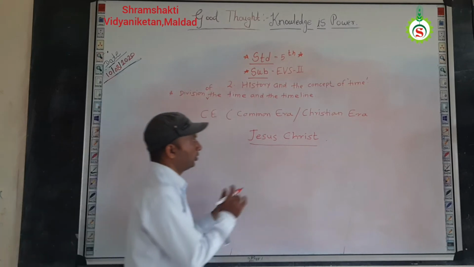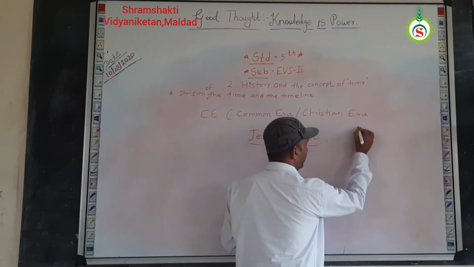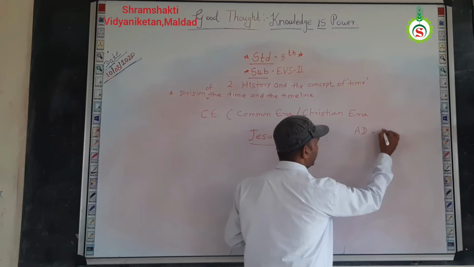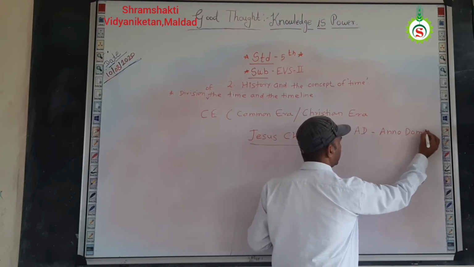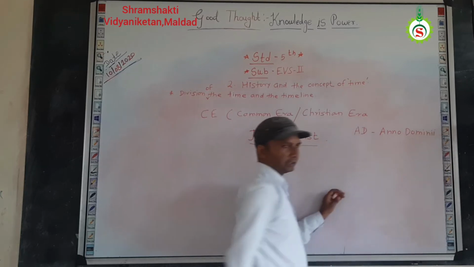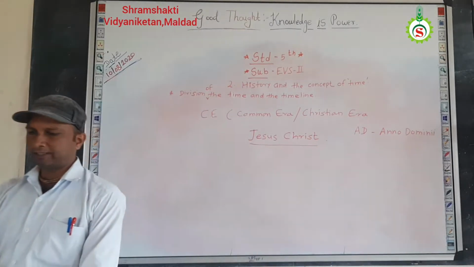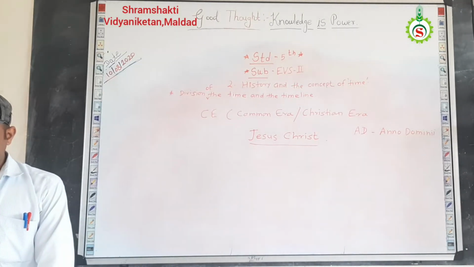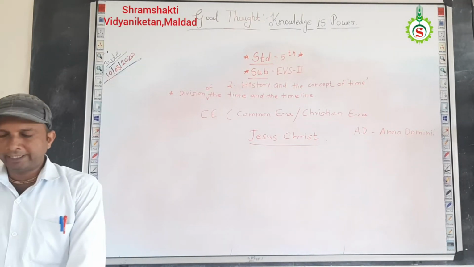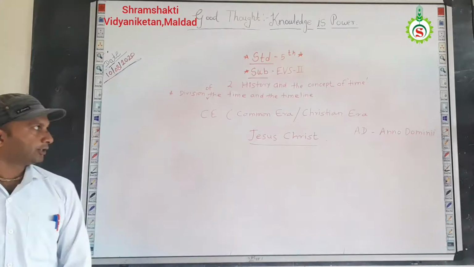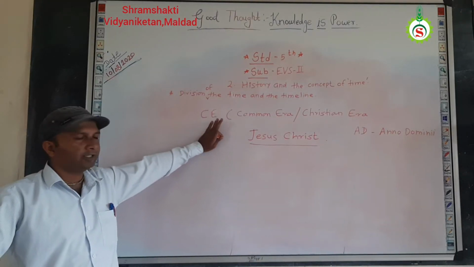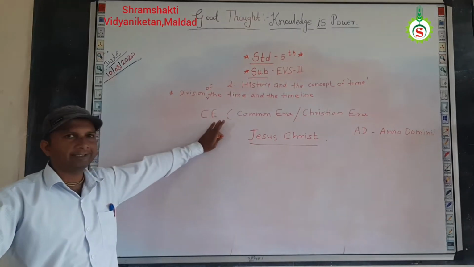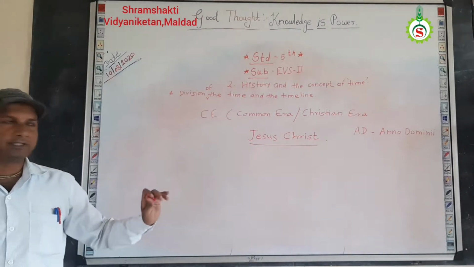It is also called AD, or the long form is Anno Domini. It is a Greek word, and the meaning of that word is in the year of our Lord. So why is this name given? Because this era starts after the death of Jesus Christ.